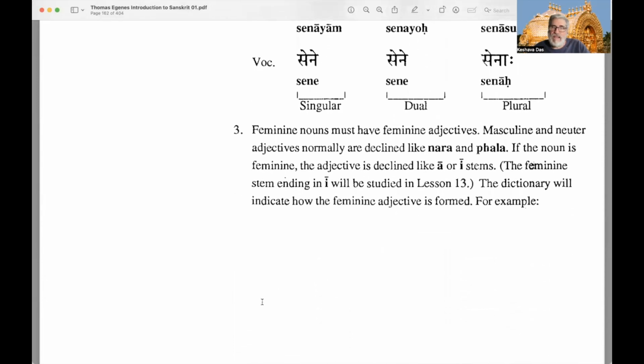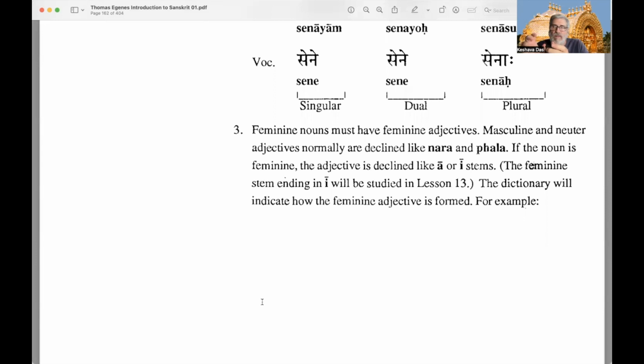Feminine nouns must have feminine adjectives. An adjective is considered more or less like a noun. It's called a viśeṣaṇa. It's a subanta. Subanta means ending with the endings which are called Sup by Panini. So subanta means a noun; we could call it a subanta, or we could call it a viśeṣaṇa.